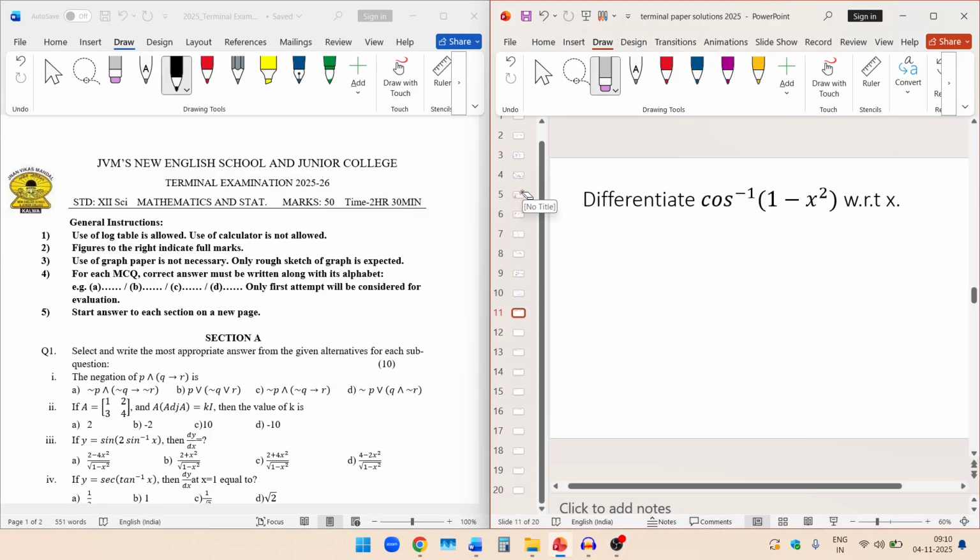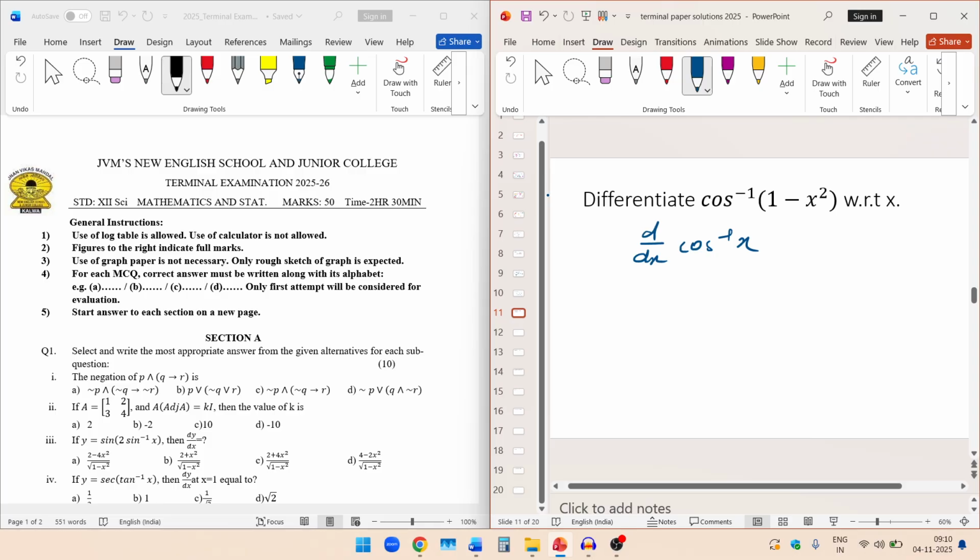Okay, let's start with section B. Differentiate cos inverse of 1 minus x square with respect to x. For this sum, we'll directly differentiate it. We know what is d by dx of cos inverse of x.